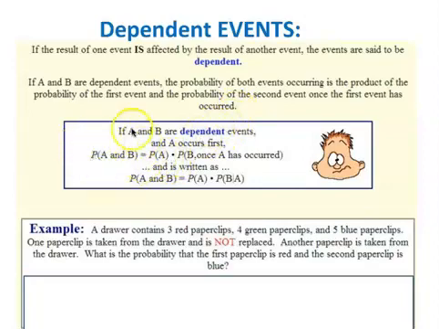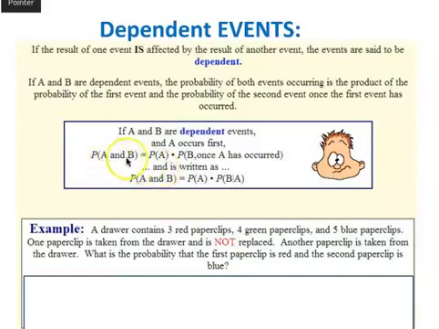So let's look down here. Focus your attention down here. Our notation is going to look a little different when we find the probability of dependent events versus what we did for finding the probability of independent events. So we're still dealing with events A and B.